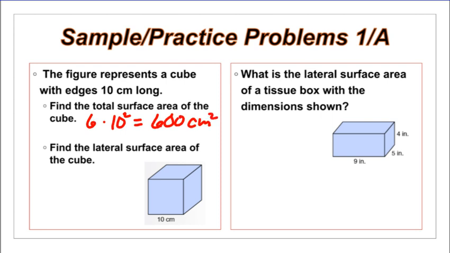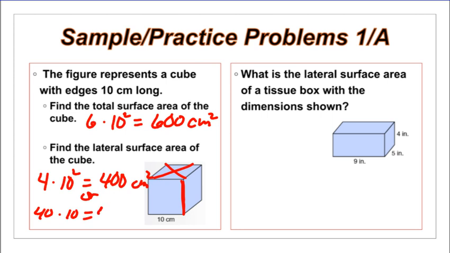square centimeters. Now the lateral surface area, we don't want the top and we don't want the bottom. So that means we have 4 sides of 10 times 10, or 10 squared. And that would give us 400 square centimeters. Or you can use the perimeter of the base, which would be 40, because you have 10 all the way around, times the height, which is 10, which will still give us 400 square centimeters.